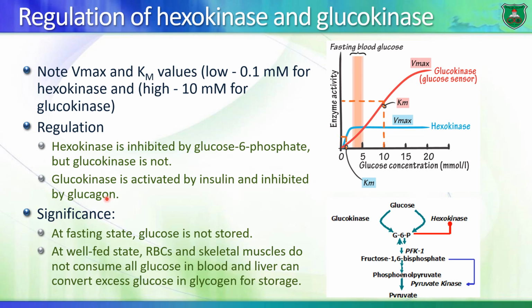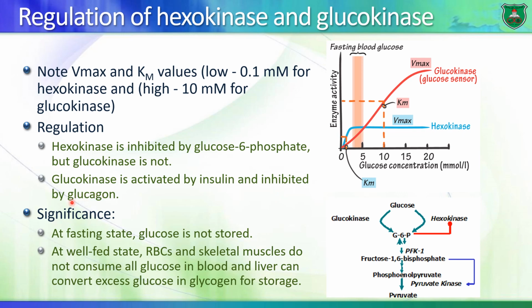Something else is hormonal regulation. Glucokinase is activated by insulin. So when is insulin produced? That's the hormone insulin. When is insulin produced? When there is a lot of sugar, glucose in the system. It means that the system is happy. So glucokinase is activated so that it can phosphorylate glucose in liver cells so that it can be stored as glycogen. And it is inhibited by glucagon.